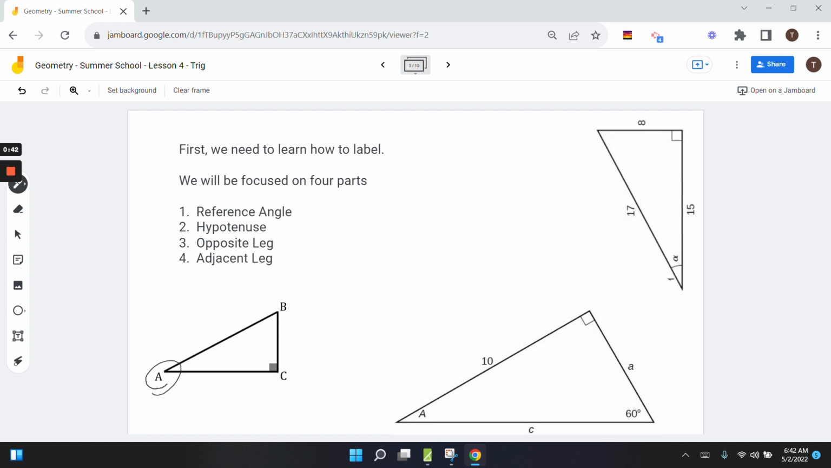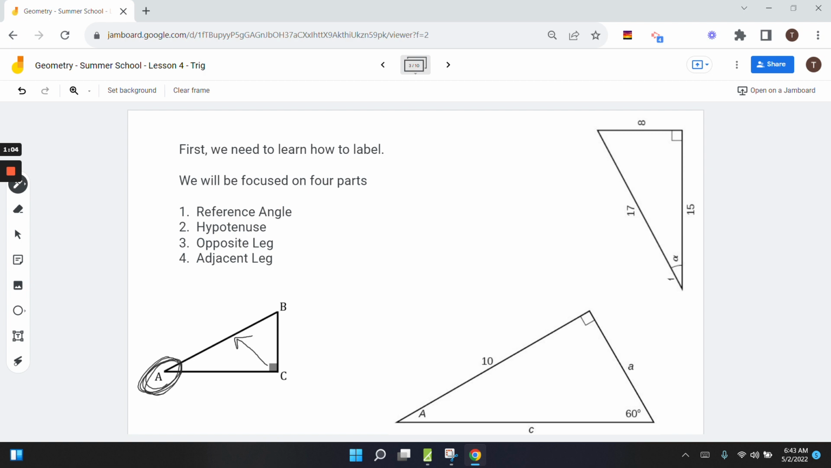So first of all, we need to learn how to label right triangles. Now, we've already learned that a right triangle is made up of two legs and a hypotenuse. So let's say down here in the bottom left that we're looking at angle A. We always start by circling the reference angle. When we're looking for a side, there's going to be an angle given. Later on, when we're looking for an angle, there'll be an angle we're looking for.